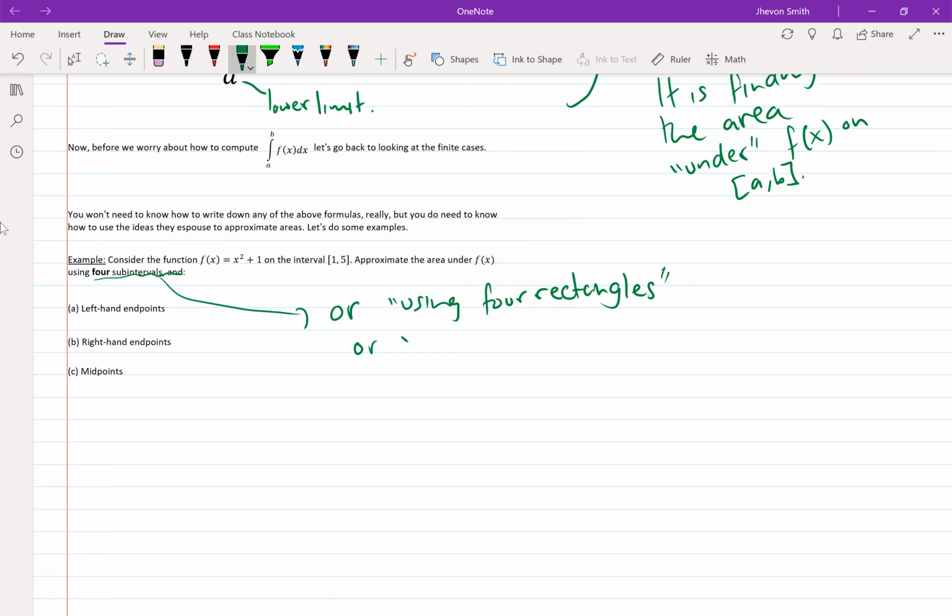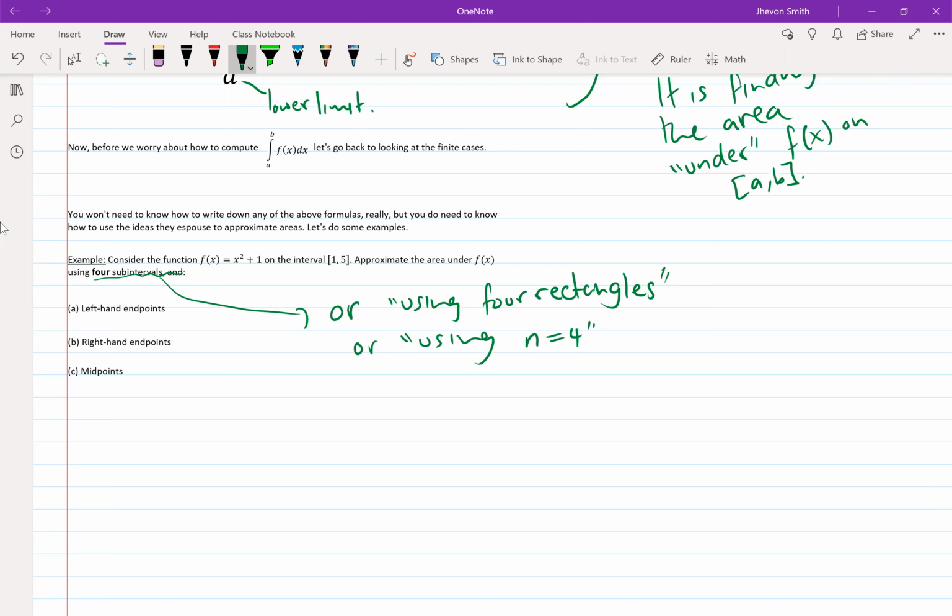Or I could say something like using n equals 4, right? There's going to be a way where I'm going to tell you how many subintervals or rectangles I want you to use. So there's the function, x squared plus 1. I am on the interval 1 to 5. I want to approximate the area under this function using 4 guys and left-hand endpoints, right-hand endpoints, and midpoints.